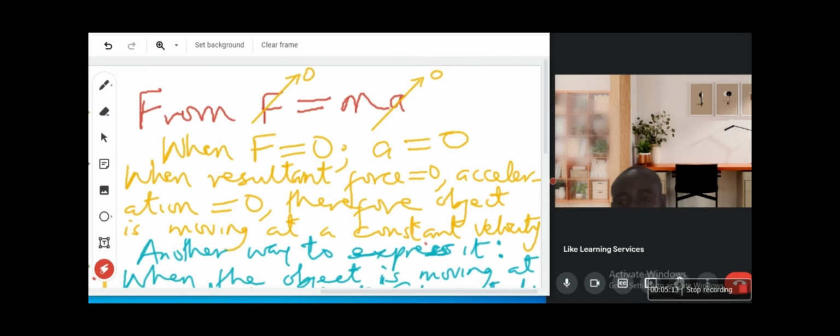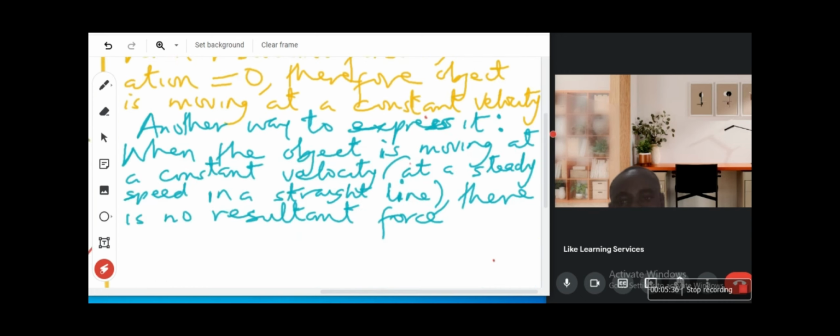From here, we can also see that if resultant force decreases, gets smaller, it means acceleration will also get smaller, because if mass is constant, the only explanation is that acceleration is getting smaller. So when resultant force is decreasing for a constant mass, acceleration will also have to decrease. I can also say that.